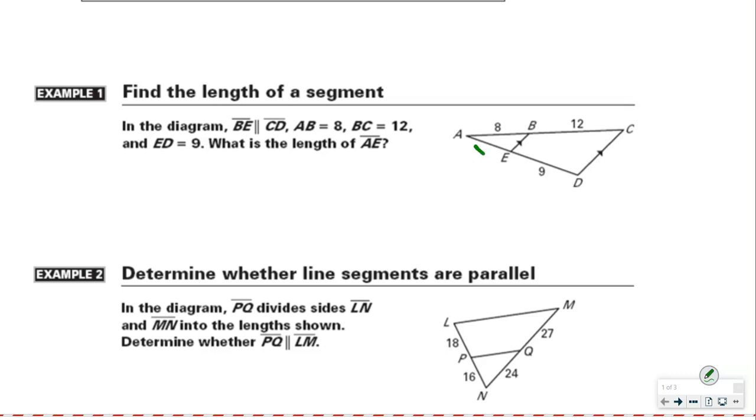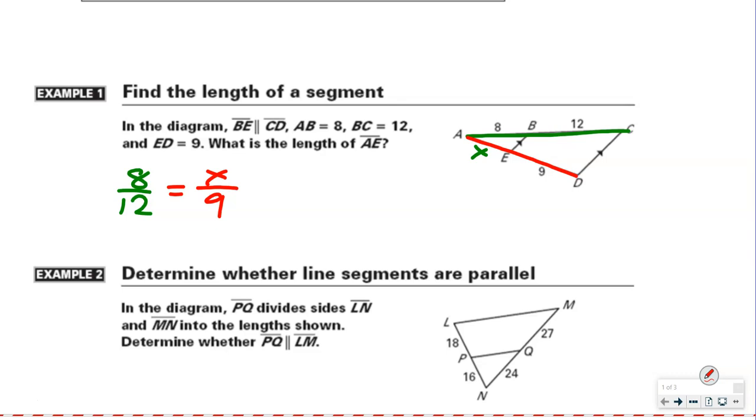So AE here I'll call x. When I set up my proportions, I would say everything along this line is set up together. So I would say 8 over 12. And then everything along this side would be together, and so it would be equal to x over 9. And then I just need to cross multiply, solve for x, and then I know the side AE.